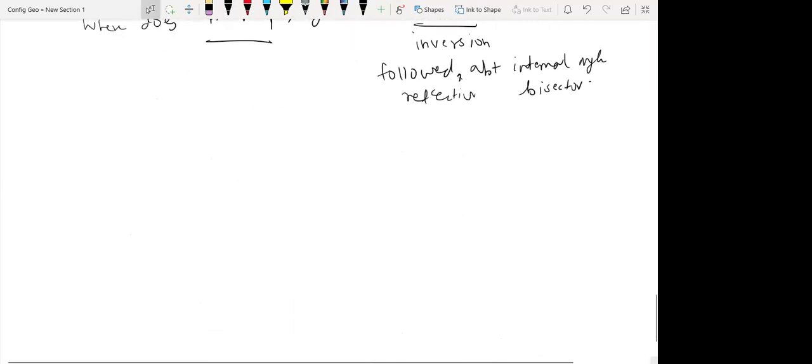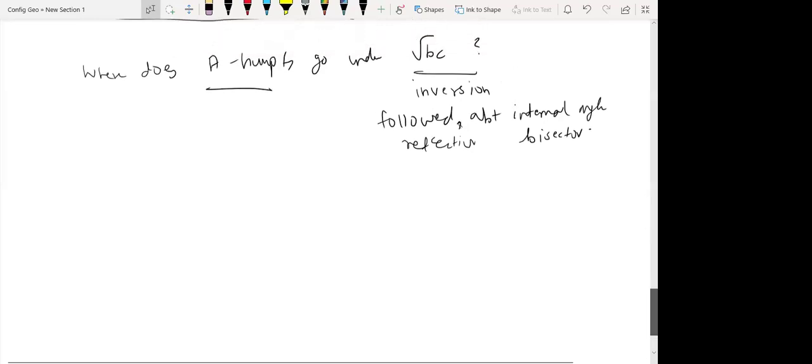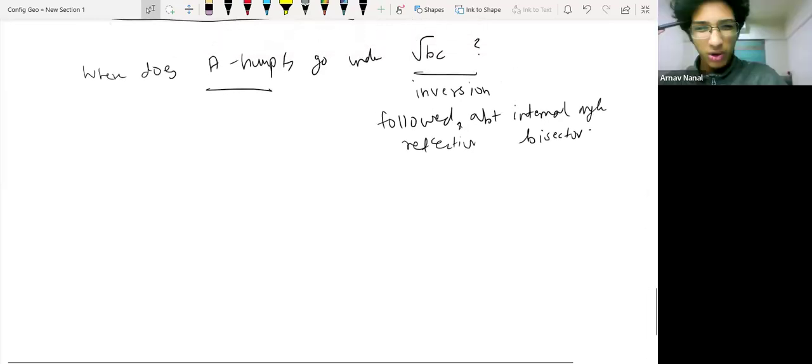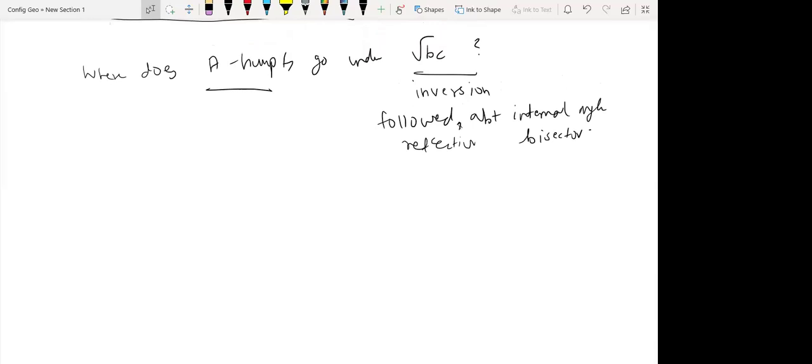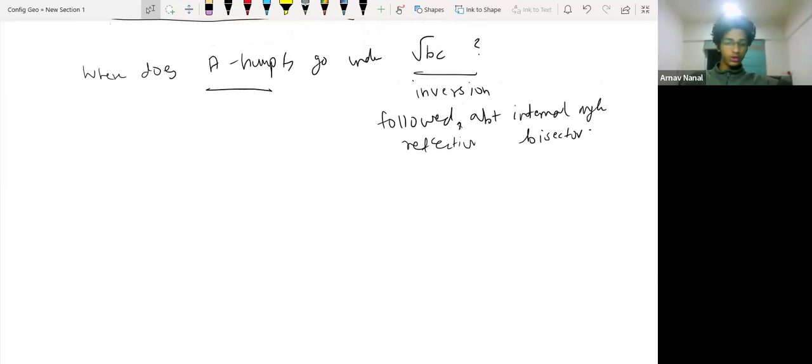It goes to the point where it forms a parallelogram with ABC as the vertices. No, I think that's where the Humpty point went, right? Oh yes, sorry. This point should go on some point on the symmetrical. Which point?